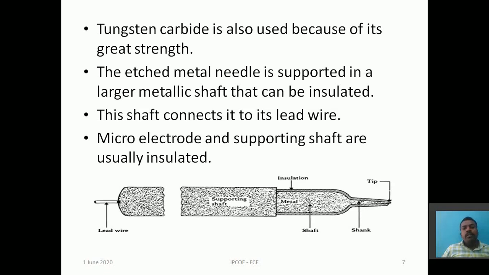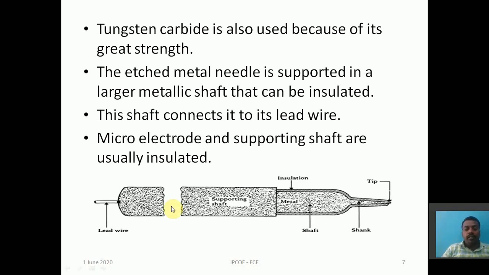The etched metal needle is supported in a larger metallic shaft that can be insulated. Actually, this is our metal needle, and it is supported with a large shaft. The shaft is also insulated. The shaft connects to the lead wire on the other side.